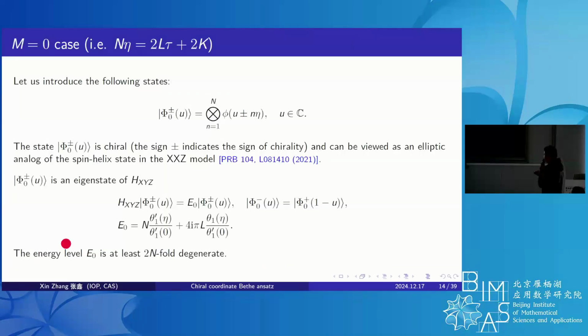So we can prove that such a factorized state is an eigenstate of the Hamiltonian under these conditions, with arbitrary u. And the energy is independent of this u. So the energy is just a constant, independent of the free parameter in the states. We can also get that the energy level E0 is degenerate, and the degeneracy is at least 2 times n.